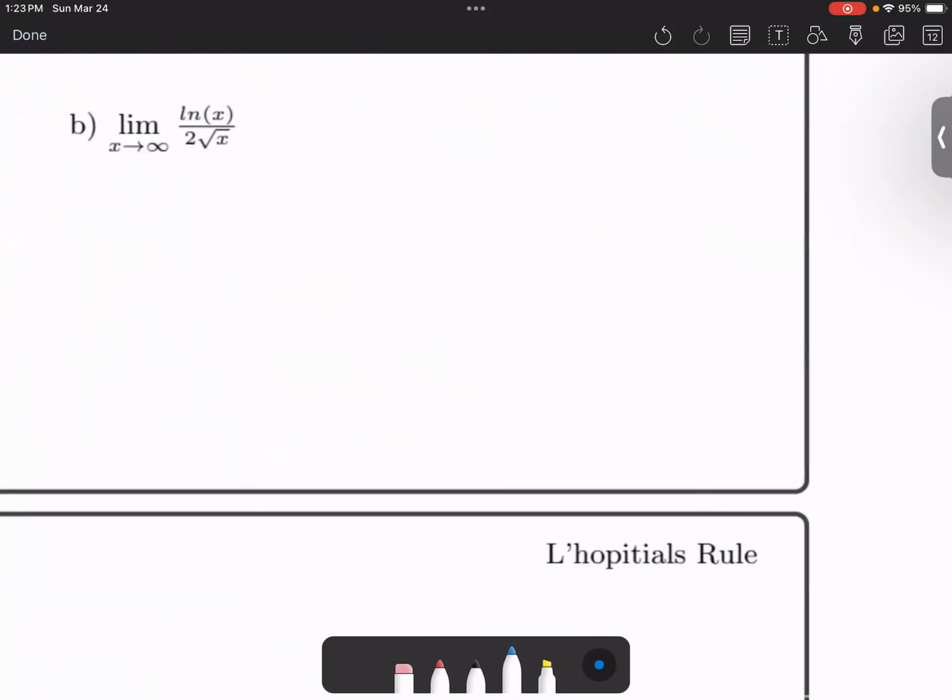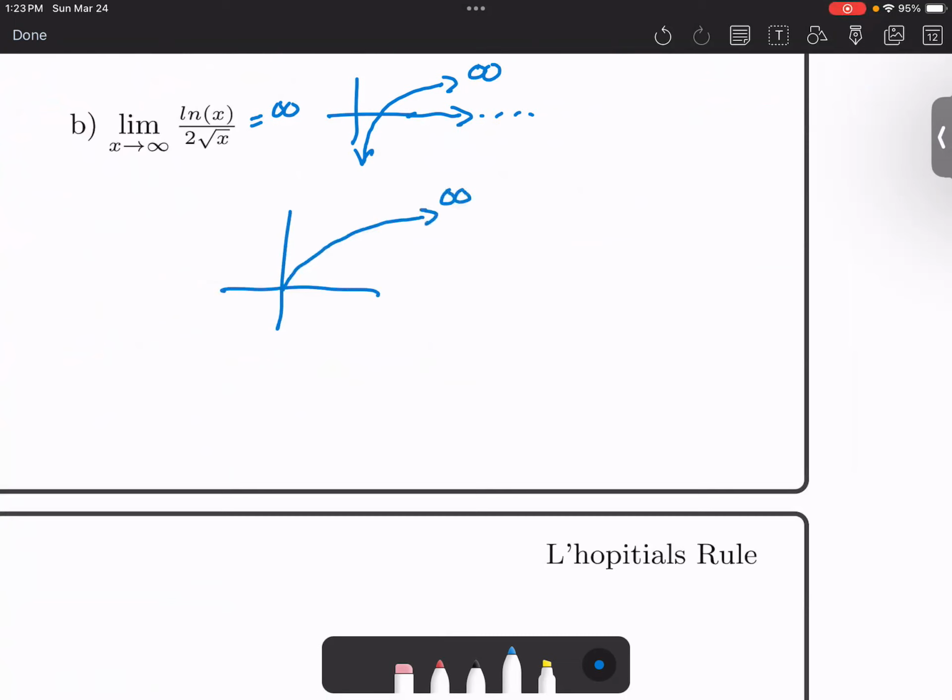Let's try this again. The limit as x approaches infinity of natural log of x divided by 2 square root of x. So both of these functions, the natural log is going to approach positive infinity as x goes to positive infinity. 2 times the square root of x is also going to approach positive infinity as x approaches positive infinity. So we have the indeterminate form that we're looking for, and we can try an application of L'Hopital's rule.